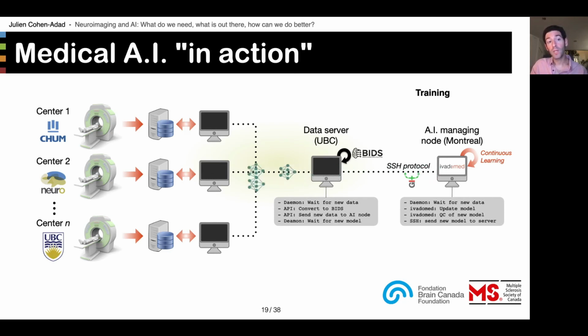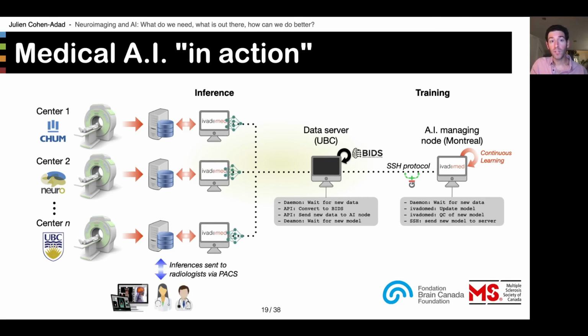And then the new model is sent back to the UBC server, which redistributes it to all the clinical sites where the inference can be performed. This inference could be MS lesion segmentation, and then it is disseminated to the radiology department and researchers via the internal PACS system.